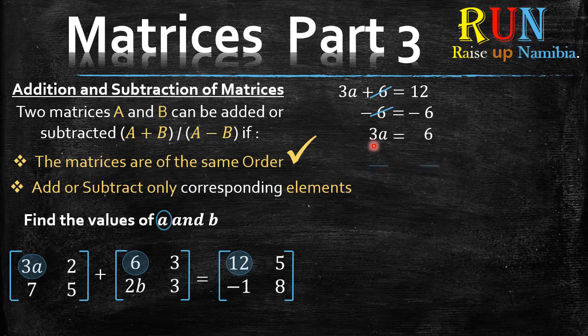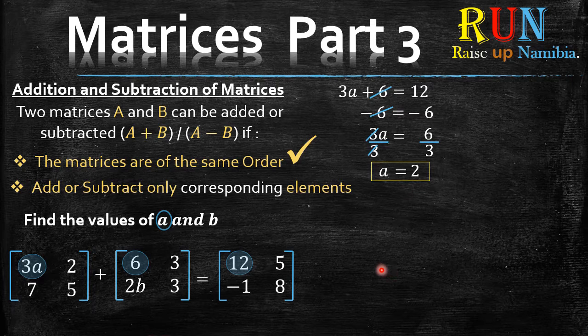We want A alone, so we'll divide both sides by 3. So we can cancel it out on the left-hand side and be left with A. Okay? So what is 6 divided by 3? That will be 2. And that's our final answer. So A equals 2.